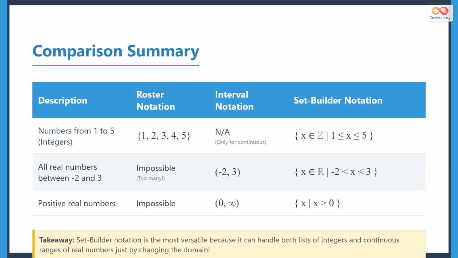Here is how set builder notation compares to others. While the roster method is good for specific integers, it fails for continuous ranges. Interval notation is compact but can be confusing. Set builder notation is the most versatile because it clearly states both the type of number and the rule it must follow.